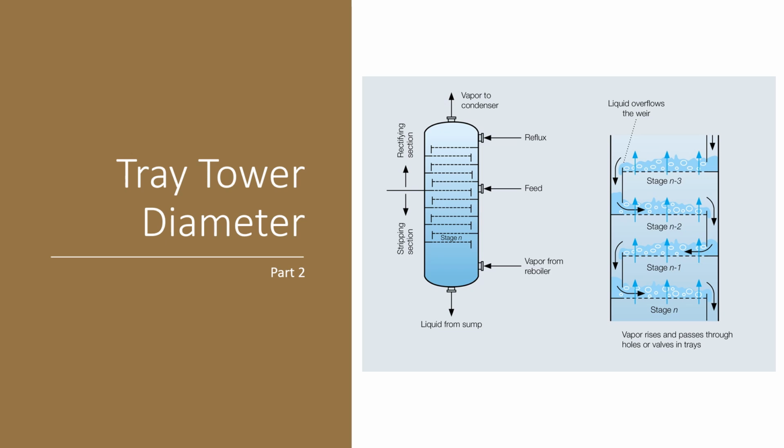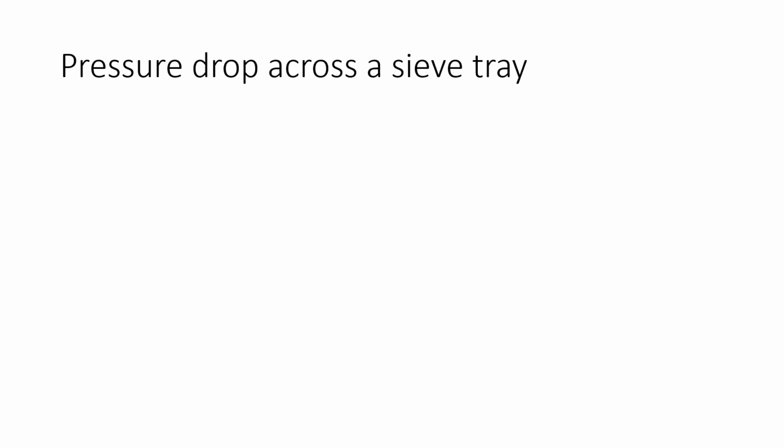So in the last session, we talked about the diameter. How can we estimate the diameter of a tray tower? In this session, we'll be talking about how we can calculate the pressure drop over every tray inside this tray tower. So the pressure drop across a sieve tray is basically caused by different reasons.